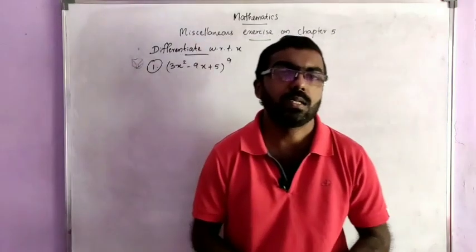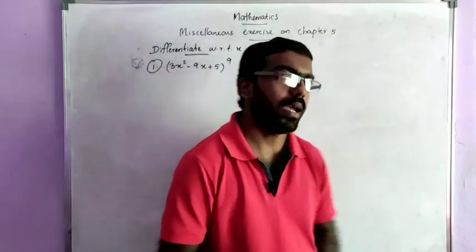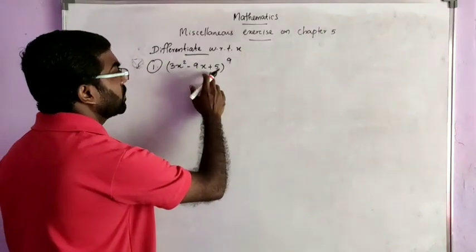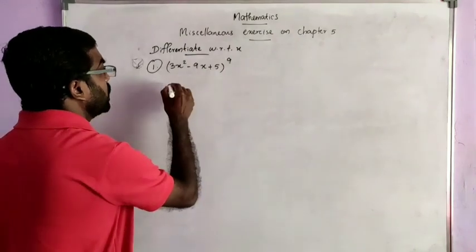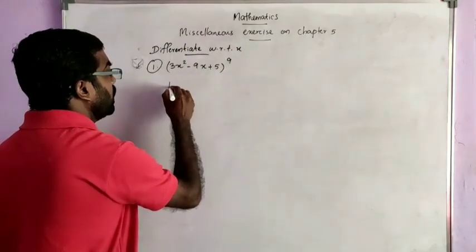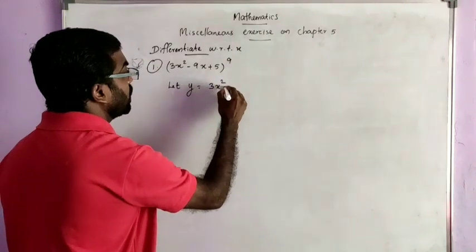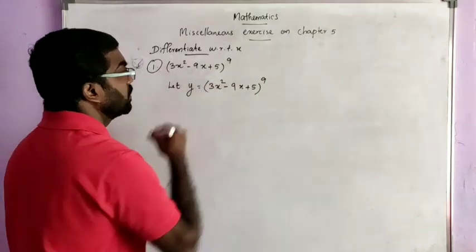Here the question is, differentiate the following functions with respect to x. And the first question, (3x² − 9x + 5) the whole raised to 9. Okay, so this can be taken as y. So let y = (3x² − 9x + 5)⁹.